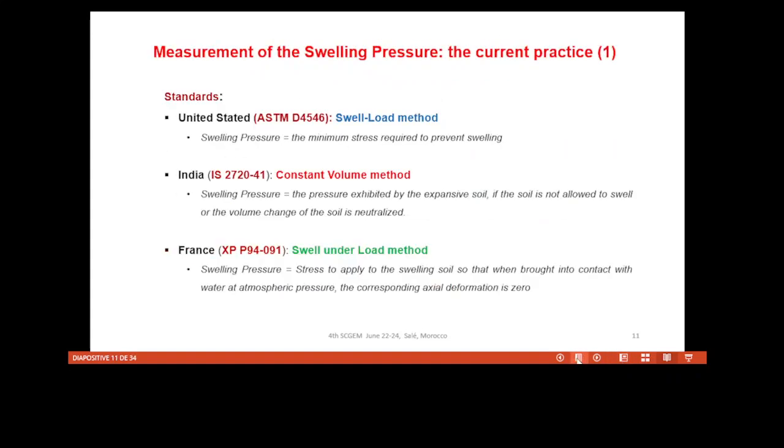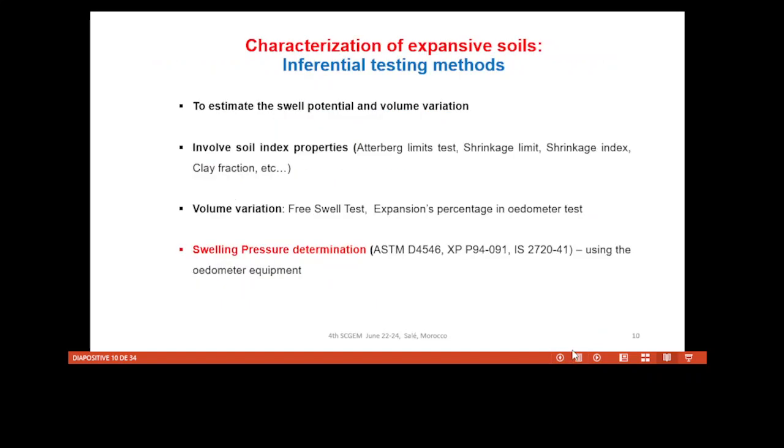Coming to the inferential testing method. So for this type of methods, first, we need to estimate the swell potential and volume variation. So we have the involved index properties of the expansive soil: Atterberg limits, shrinkage limit, shrinkage index, and the clay fraction. For the volume variation, we can do the free swell test or expansive percentage in the Oedometer test.